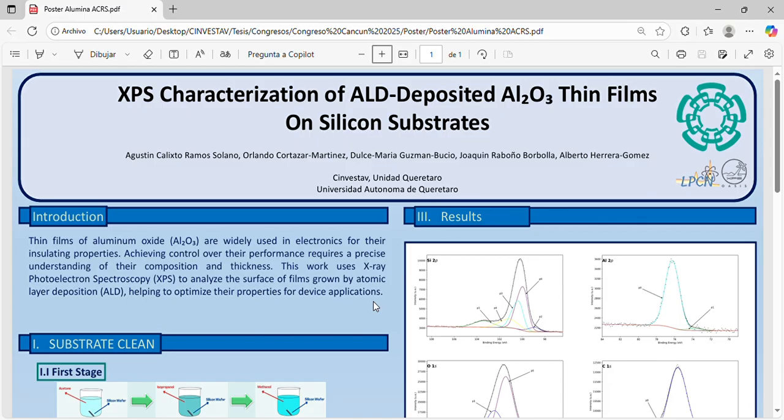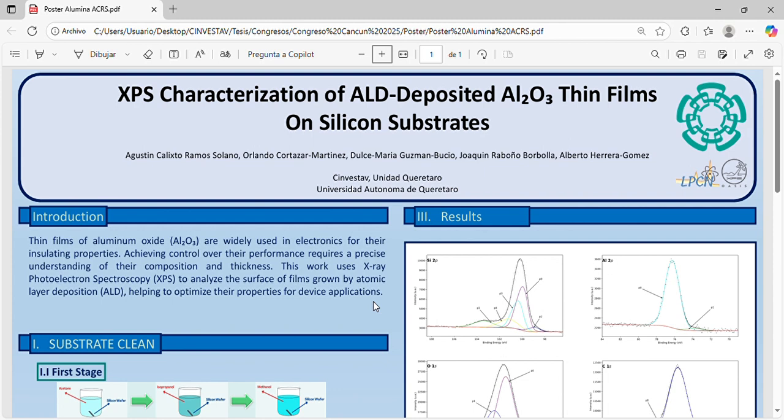Hello, my name is Agustin Calixto Ramos Solano, and I will present my work entitled XPS Characterization of ALD-Deposited Aluminum Oxide Thin Films on Silicon Substrates, which was carried out at the Laboratory of Processing and Characterization of Nanofilms at Cimav, Querétaro unit. Let us begin with the introduction.